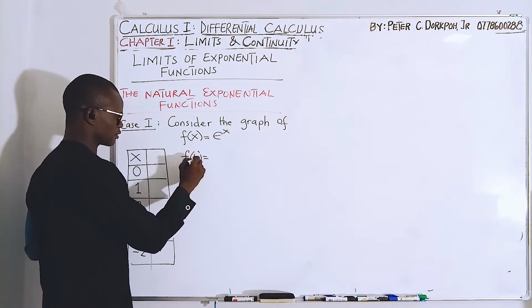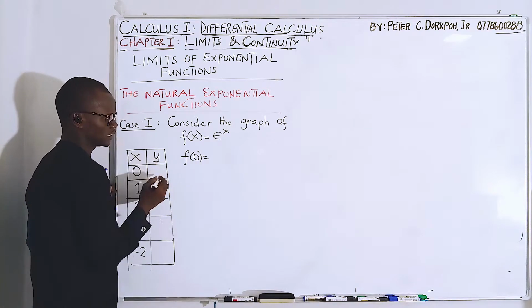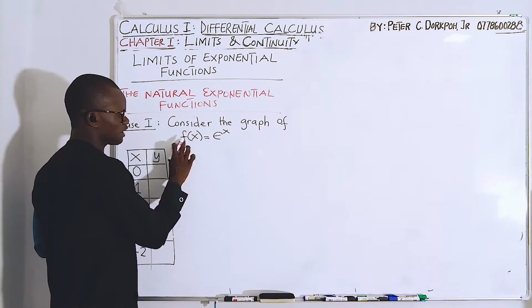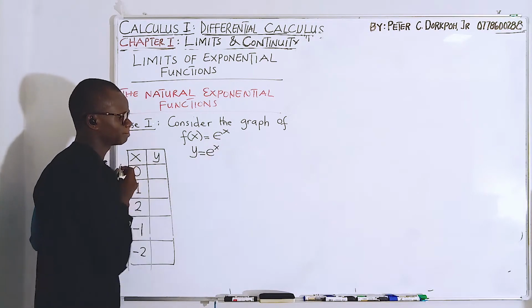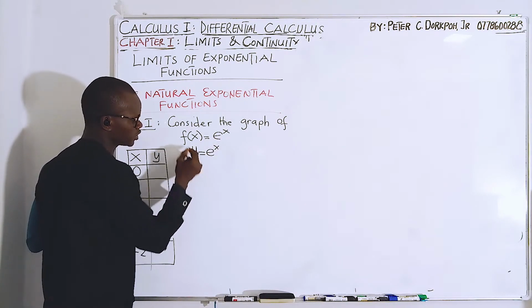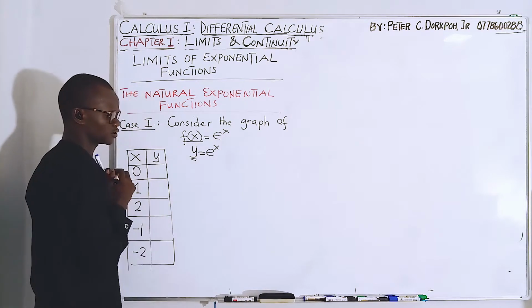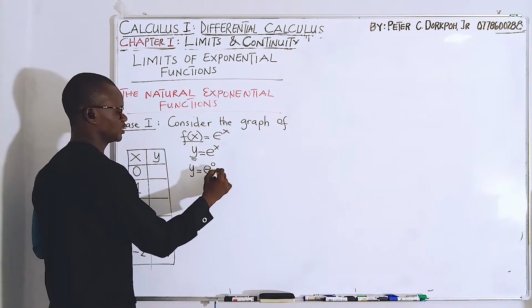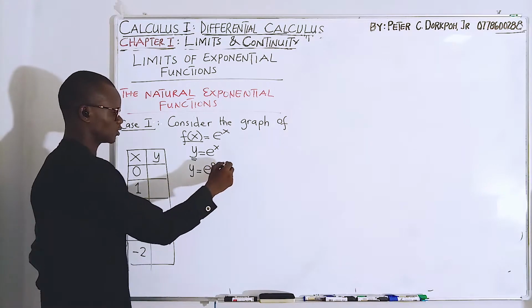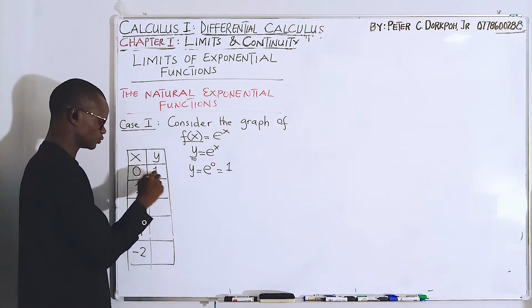What if x is 0? Y will be what? Now mind you, the function f of x can also be written as y equals e raised to the power x, right? Because y is also the name of a function, f of x is also the name of a function. So if you have y equals e raised to the power 0, anything raised to the power 0 is just equal to 1. So our y will be 1.